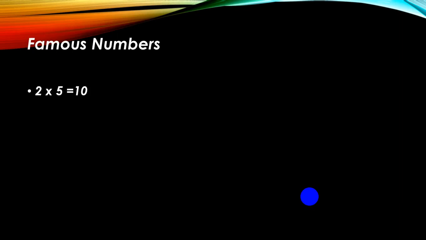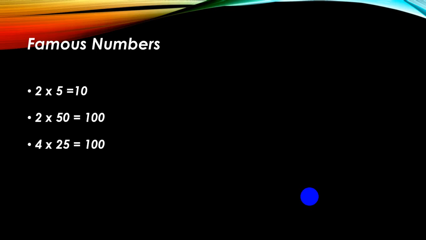If I have 2 in the denominator, automatically multiply it by 5. Why? To give me 10. Because I want the denominator to always be 10 or 100 or 1000. Other famous numbers: if I have 2 in the denominator, multiply by 5; if I have 50, multiply by 2. Why? To give me 100.